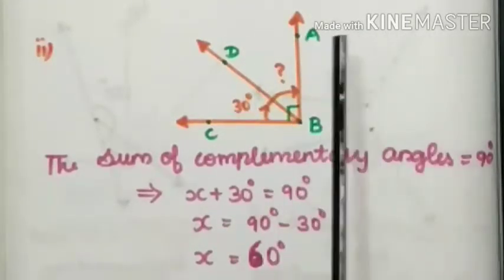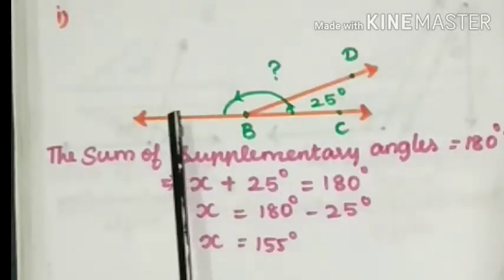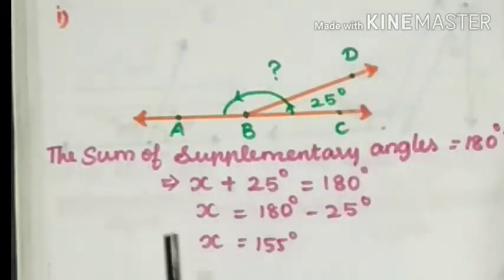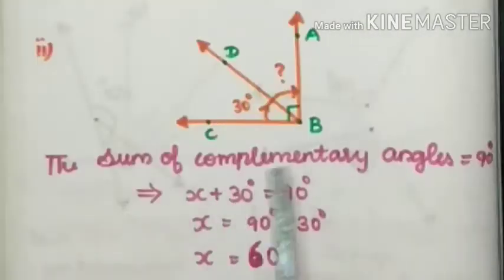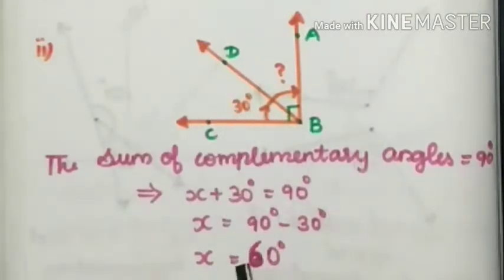Students, it's clear now how to find the unknown value. Here you have to find the unknown value as angle ABD. Angle ABD value is 155 degrees. Here angle DBA you have to find, that is 60 degrees.